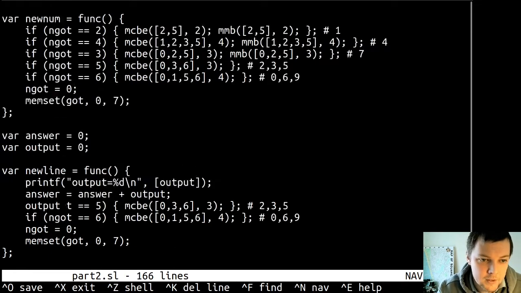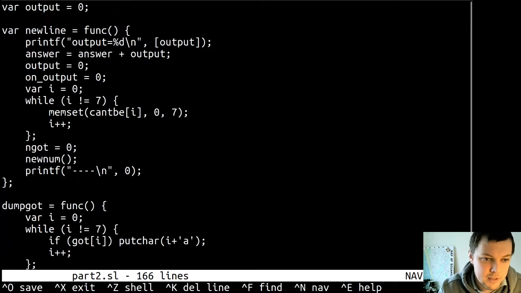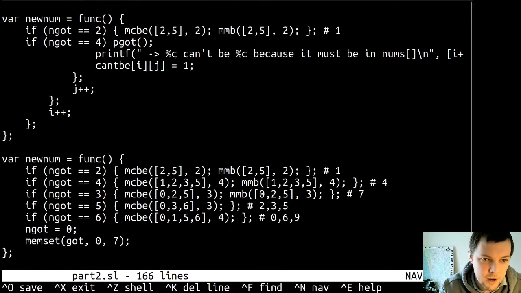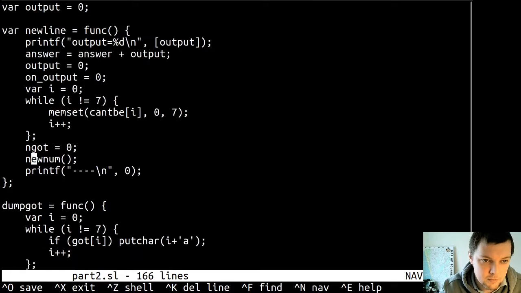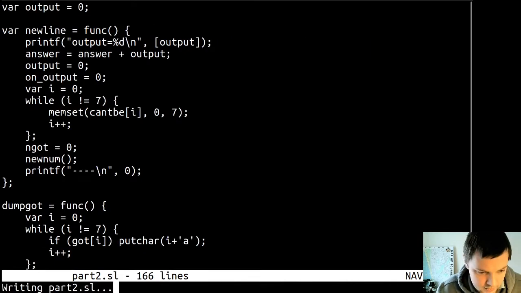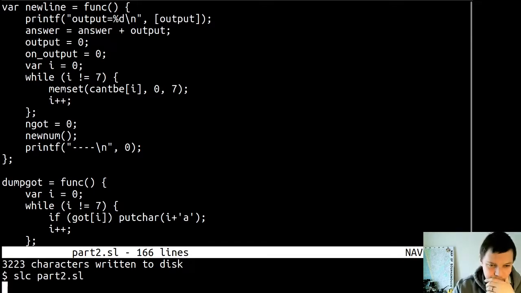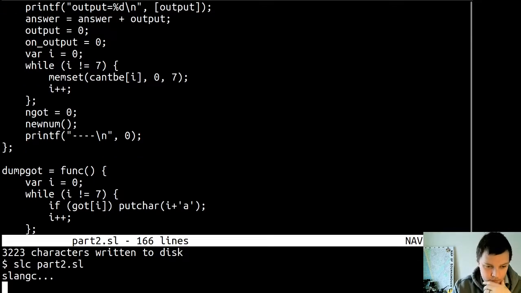The problem is, okay, so I've already fixed it. The problem is that after resetting can't be to 0, we were then calling new num and marking some things as can't be based on the final digit of the previous line. Okay, that's that then. So now let's see if it works. It's turning into a pretty disgusting program, but that's kind of my style anyway.